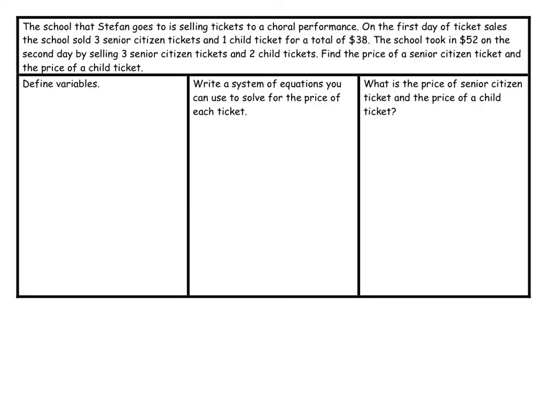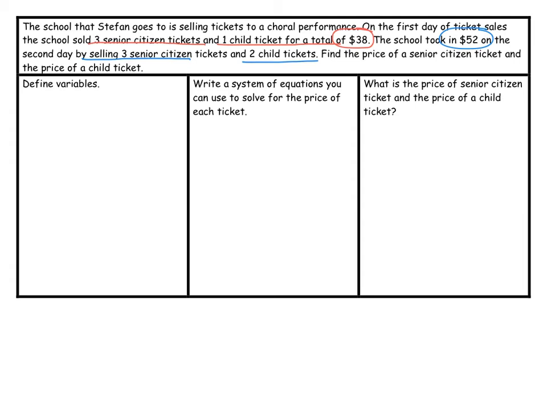Last question. The school that Stefan goes to is selling tickets to a choral performance. On the first day of ticket sales, the school sold 3 senior citizen tickets and 1 child ticket for a total of $38. The school took in $52 on the second day by selling 3 senior citizen tickets and 2 children's tickets. Find the price of a senior citizen ticket and the price of a child ticket.